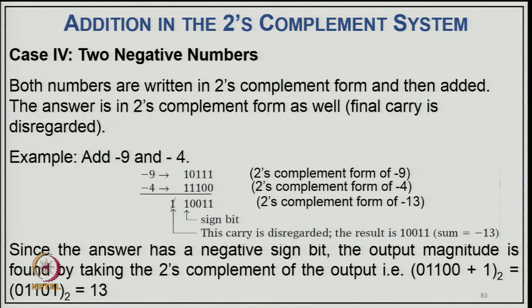Since the answer has a negative sign bit, the magnitude is found by taking the second complement of this number. We take the complement, 0 1 1 0 plus 1, that is 0 1 1 0 1, and that is equivalent to 13. So the number becomes minus 13.